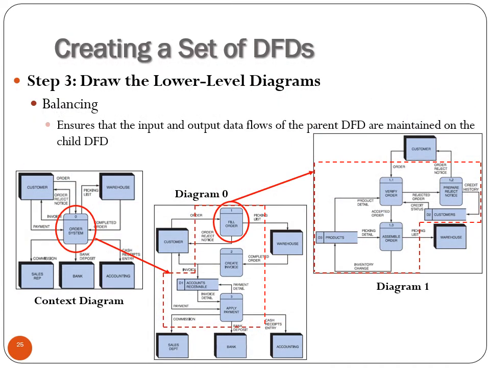Balancing ensures that the input and output data flows of the parent DFD are maintained on the child DFD. This example shows the DFD of the order system, which expands the context diagram into DFD diagram 0 and DFD diagram 1. If we study this example, we can see this DFD still maintains the input and output data flows of the parent DFD on the child DFD. Refer to the connection between the customer entity and process 0 in the context diagram using the order data flow. In the context diagram, you can see the customer entity gives the order input data flow to process 0, or the system. This connection is still maintained when we design diagram 0.